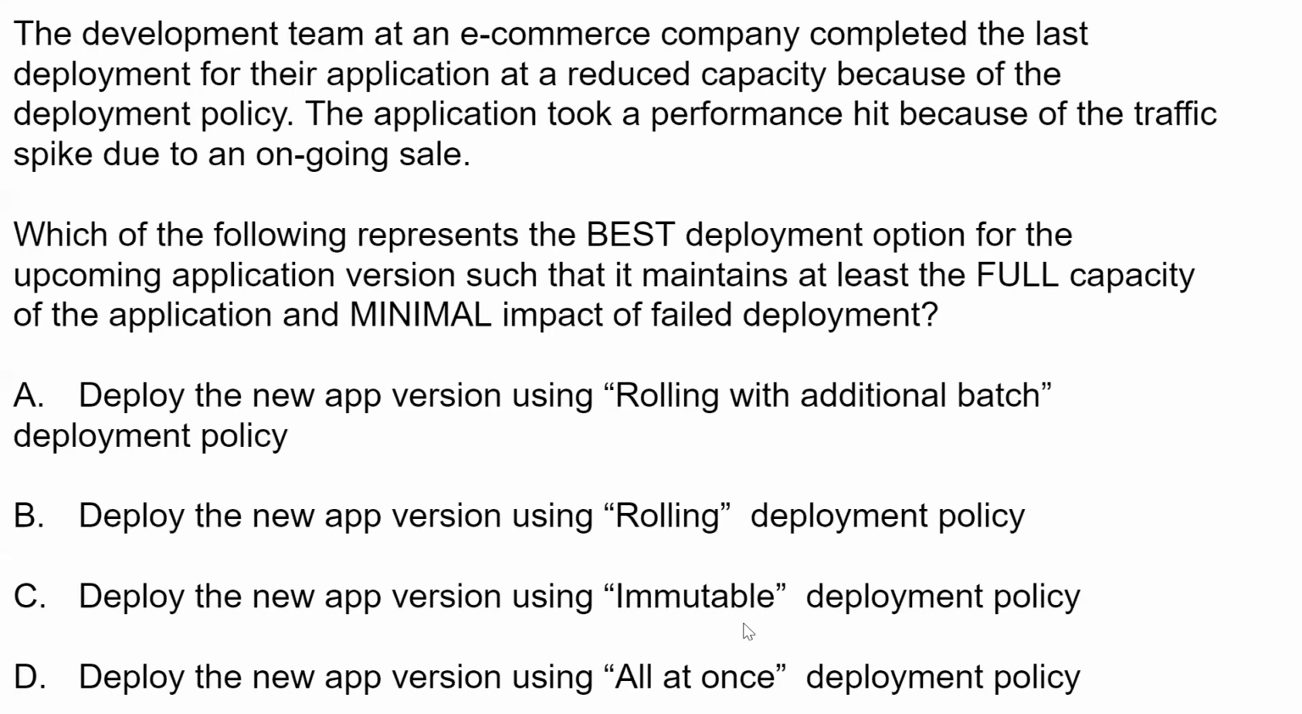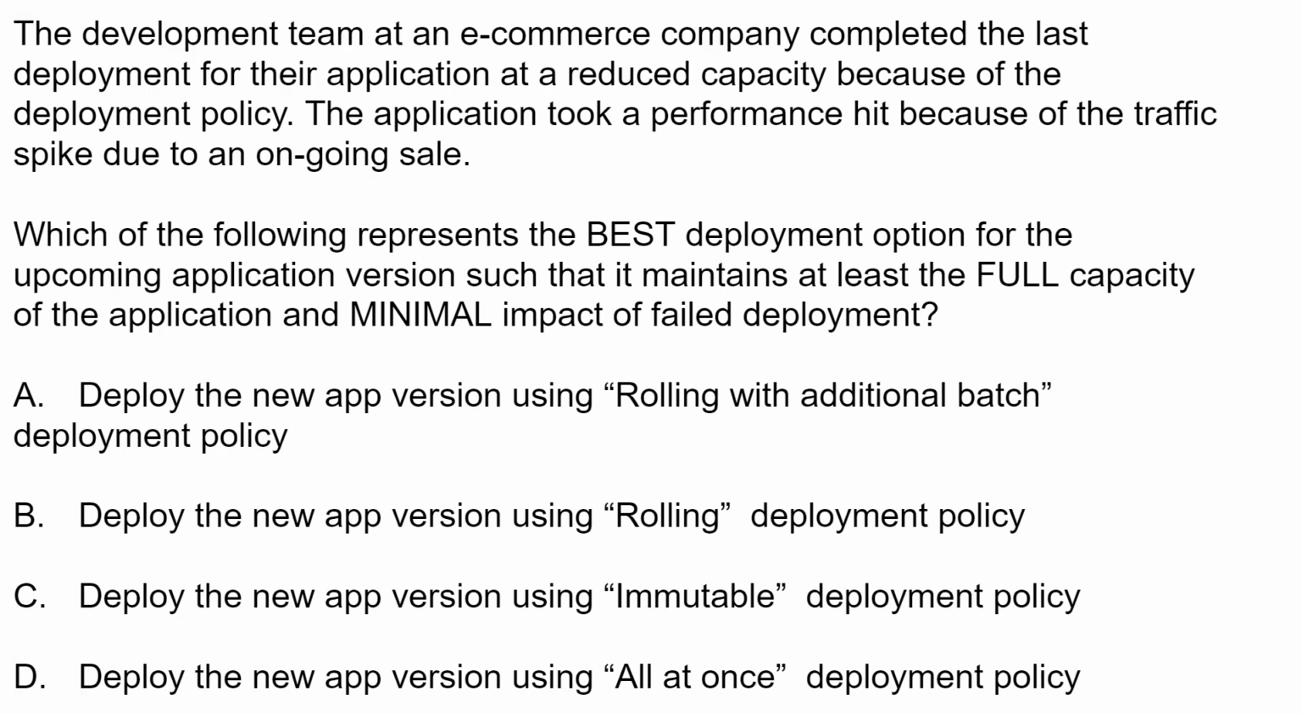The development team at an e-commerce company completed the last deployment for their application at a reduced capacity because of the deployment policy. The application took a performance hit because of the traffic spike due to an ongoing sale. Which of the following represents the best deployment option for the upcoming application version, such that it maintains at least the full capacity of the application and minimal impact of failed deployment?